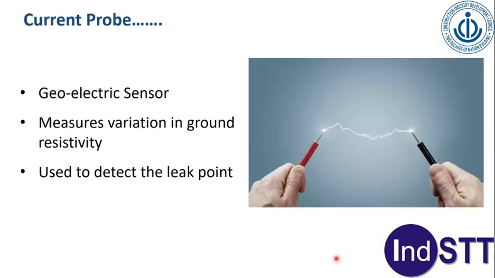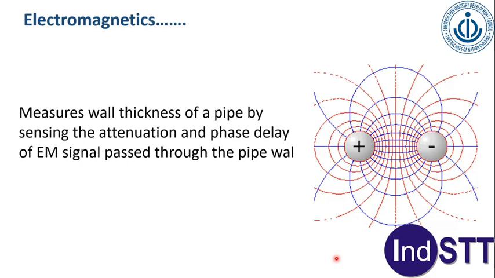We have current probes, which are geoelectric sensors that measure variations in ground resistivity, and they are also used to detect leak points. Again, we have electromagnetics, which measures wall thickness of a pipe by sensing the attenuation and phase delay of the EM signal which is passed through the pipe wall.